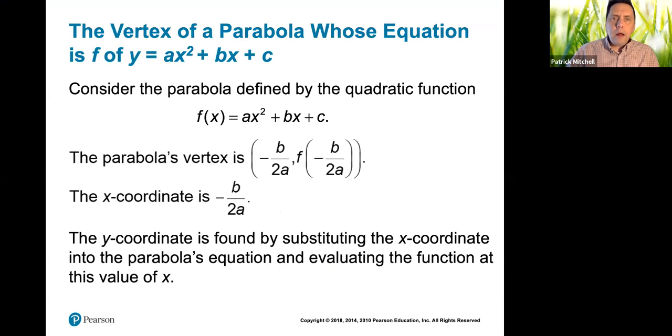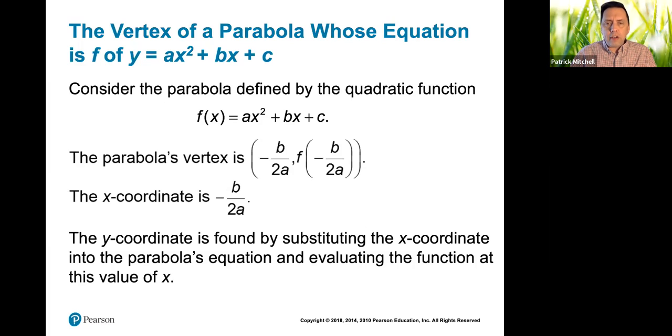All right, now let's talk about the case where the equation is not written in standard form. Consider the parabola defined by the quadratic function f of x equals ax squared plus bx plus c. The vertex of that parabola is given by the point (negative b over 2a, f of negative b over 2a), all right? So in other words, you use the formula negative b over 2a to find the x coordinate of the vertex, and then plug that value back into the function to get the y coordinate.